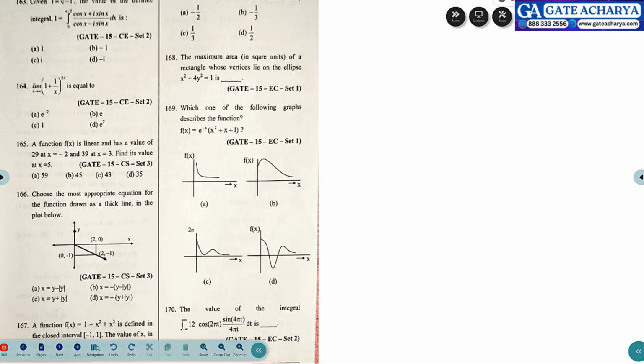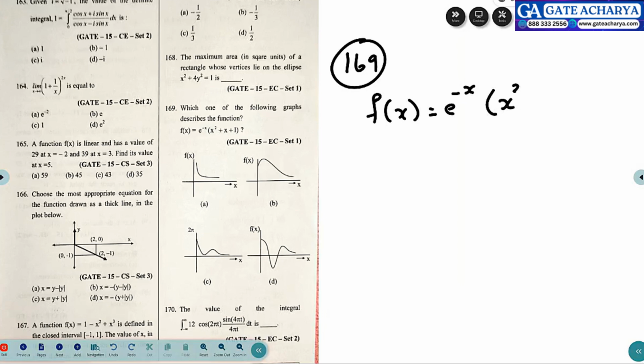Yeah, actually this I forgot to do. Please see this question. Which one of the following graphs, question number 169. Which of the following graphs describe the function? The function is given as f of x is e raised to minus x into, what is the function, x square plus x plus 1. Which option will be satisfying this function?